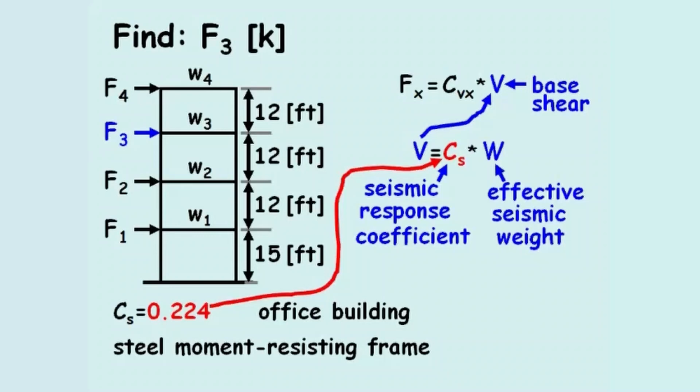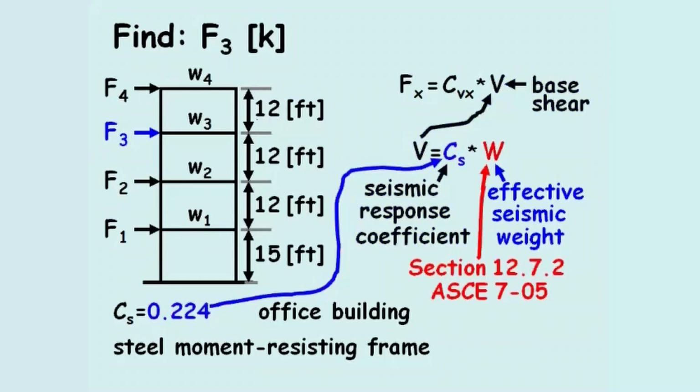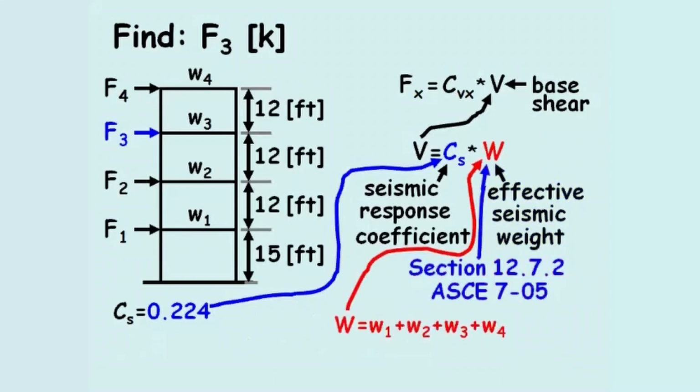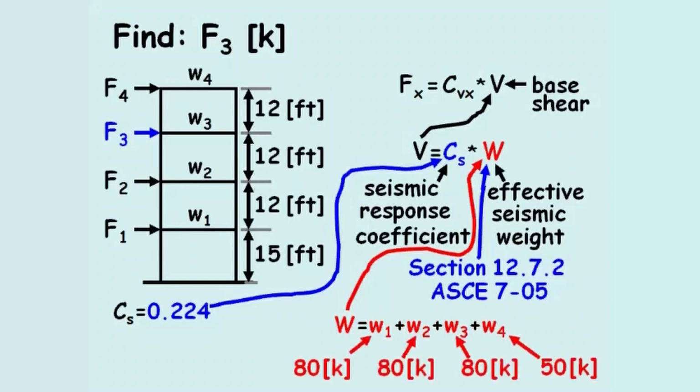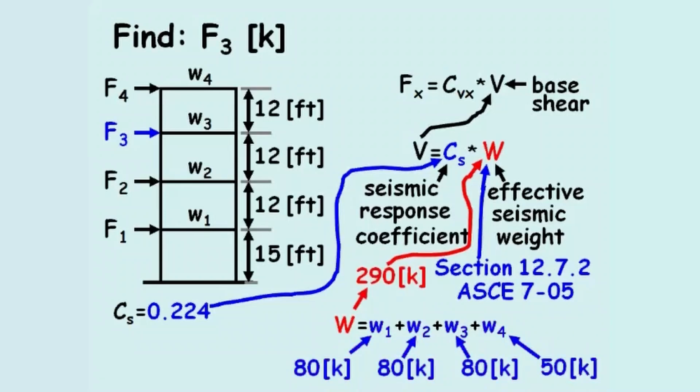The effective seismic weight is defined in section 12.7.2 of ASCE 7 and usually equals the total weight of the structure, unless dealing with live loads, snow loads, or partitions. After plugging in the weights of each story, the effective seismic weight equals 290 kips. This makes the seismic base shear, V, equal to 65 kips.